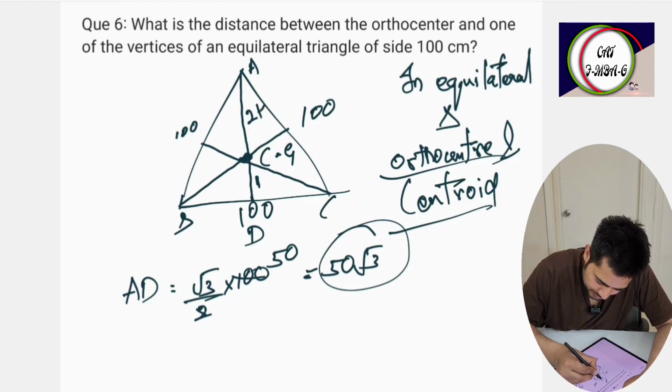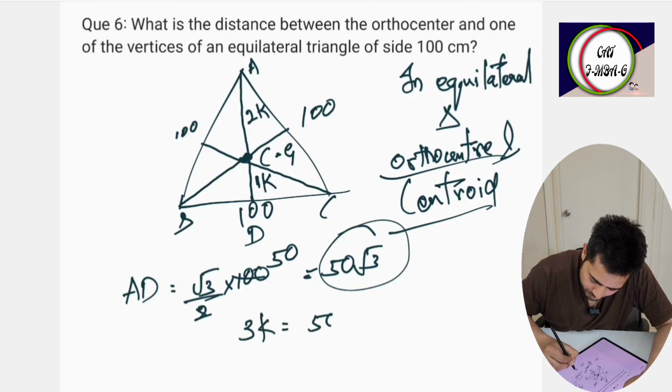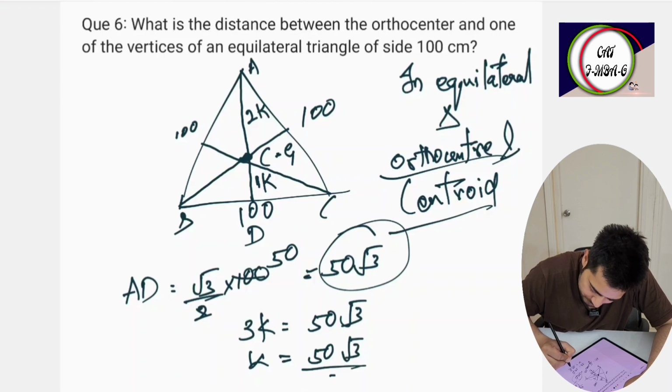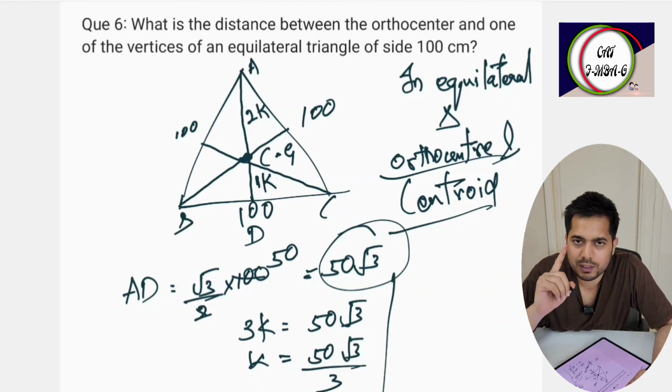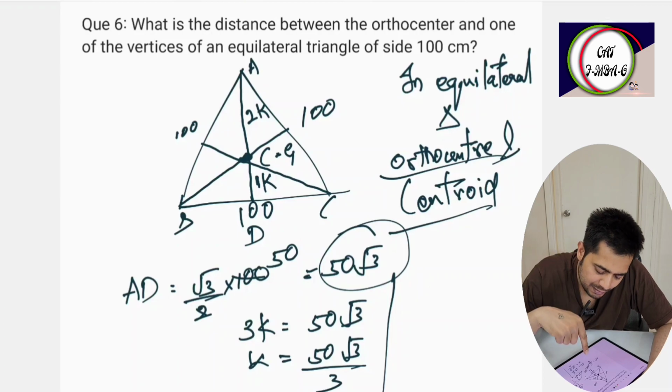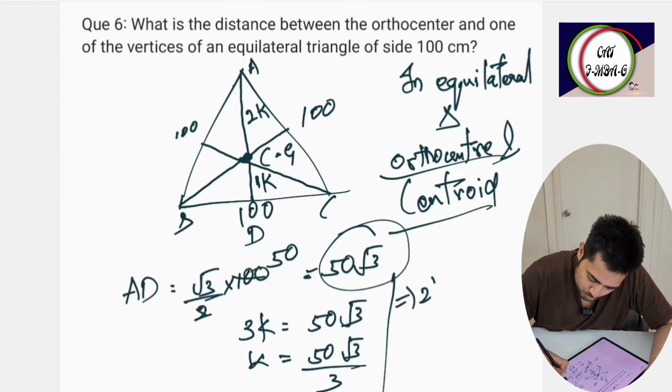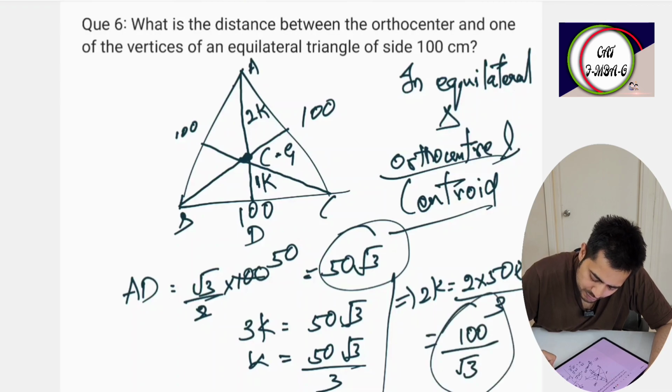So let us say this is K, this is K, 2K and 1K. So 3K is equal to 50 root 3. K is equal to 50 root 3 by 3. And we want to find out the distance between any one of the vertices and the orthocenter. So this is 2K. That implies 2K is equal to 2 into 50 root 3 by 3. So this is 100 by root 3. This is the right answer.